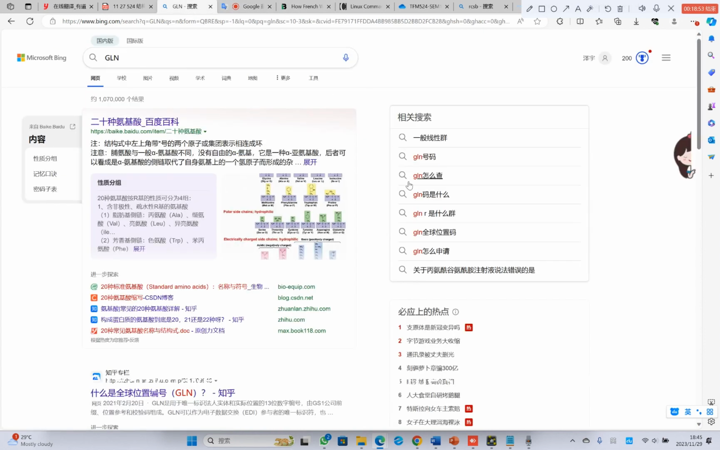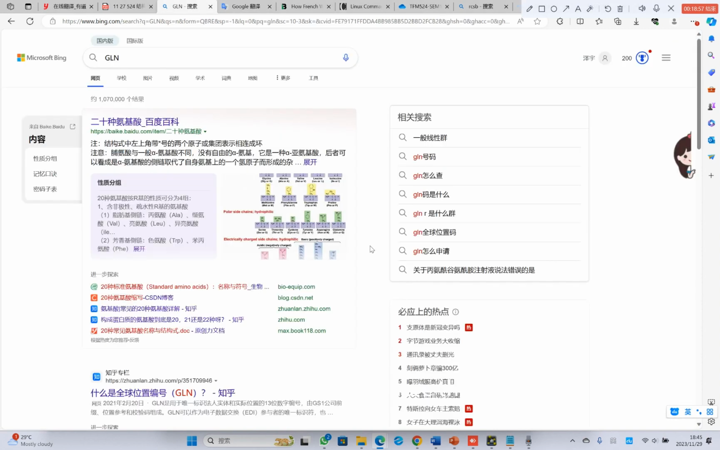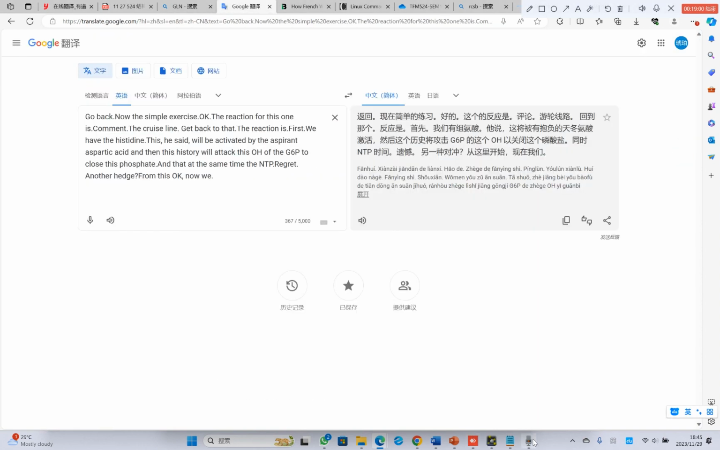Okay, now we really have the structure. From the structure, I want you to pinpoint where this is. This histidine. Can you find which histidine is this?